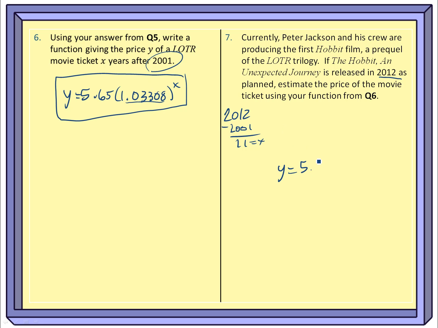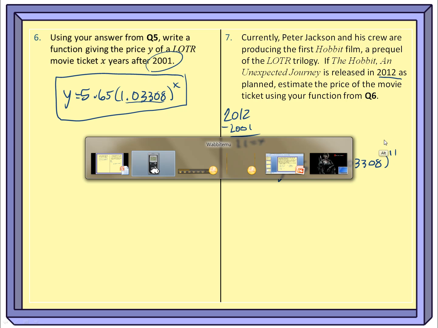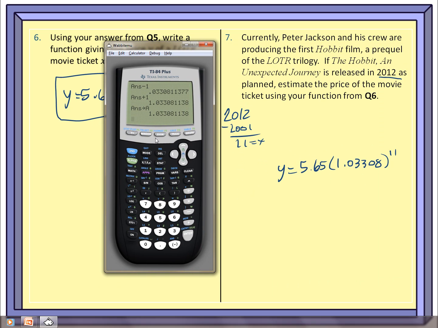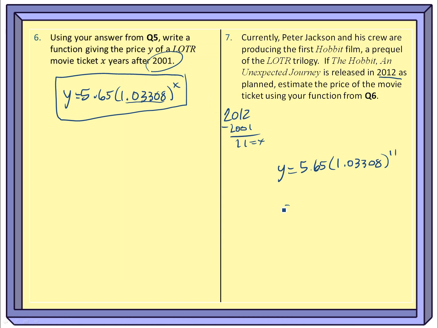Y equals $5.65 times 1.03308-ish raised to the 11 power. So we need our calculator up here again. Move it out of the way. So I can just go ahead, since that number is already in the calculator, raise that to the 11th power, and now multiply that times $5.65. And I can see that the price of the movie ticket is going to be, according to this model, $8.08. Who knows if that's actually accurate or not, because I haven't been to movies in a while.